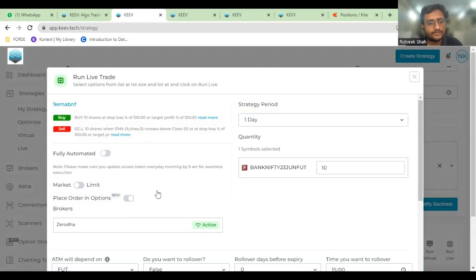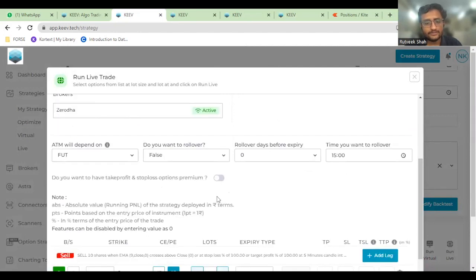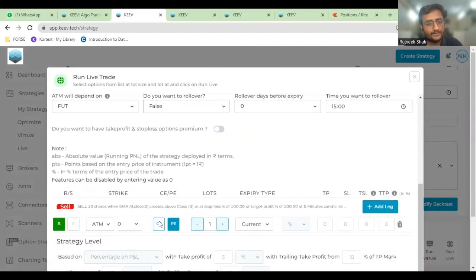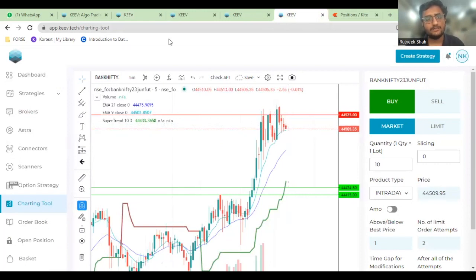I want the option, yes. I want the price to be based on the futures because our chart is futures right now. The rollover is false because today is expiry. The C, and I need to sell the C because this is the position that we want to run. When the spot price closes below this 9 EMA, when the future price closes below this 9 EMA, I want to sell the ATM C.